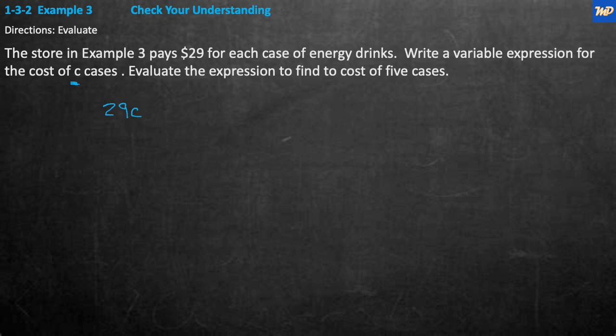We have $29 times C, and I'm going to replace the C with 5 cases, and that equals 20 times 5 is 100. 9 times 5 is 45. So it's $145.